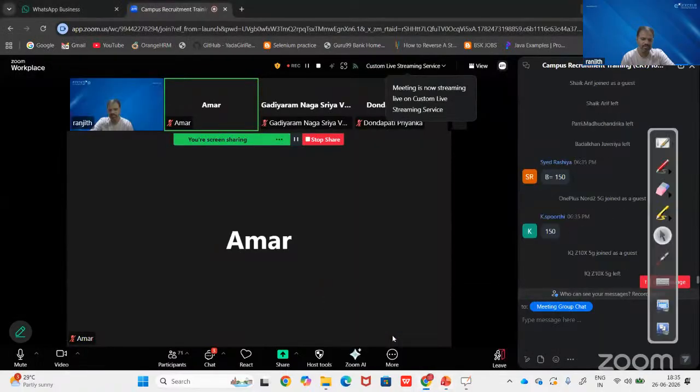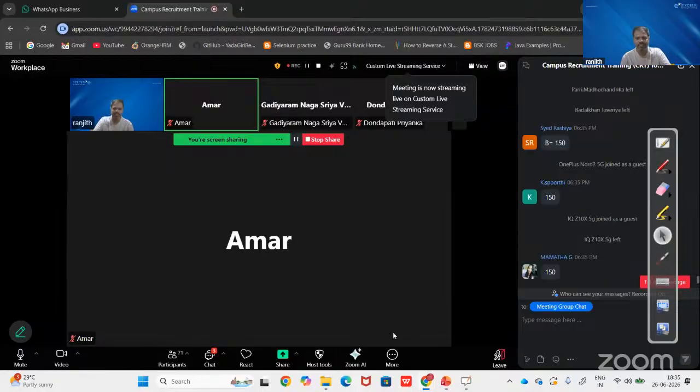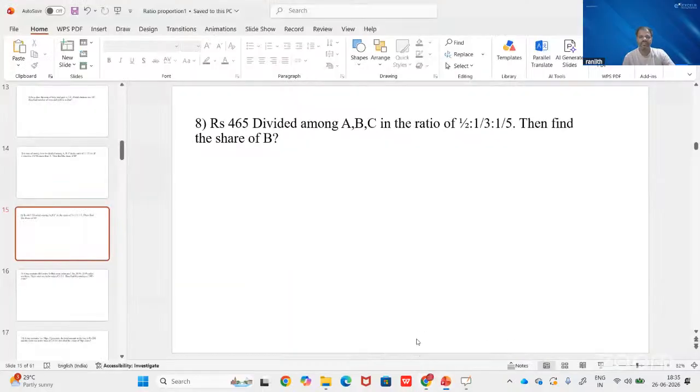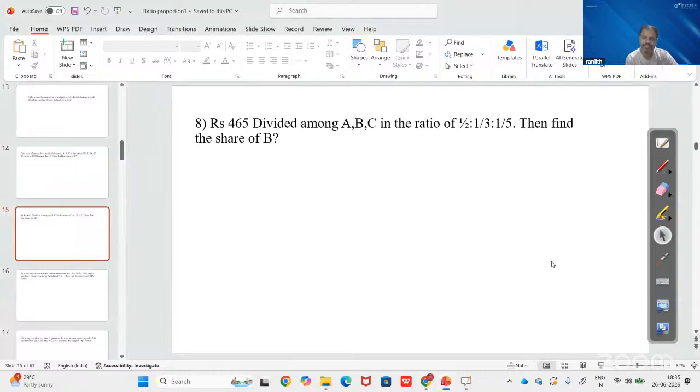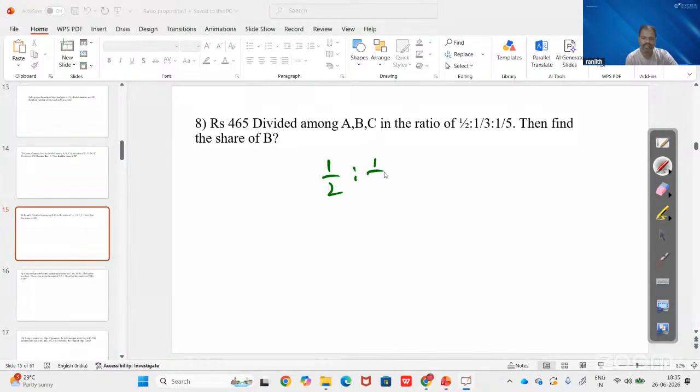One fifty. Okay. Answer is 150. So here if we observe, in the ratio of 1/2, 1/3, 1/5. Again, don't take any LCM. Just look at here. Already we are having 2. So values in the denominator 2, 3, 5.